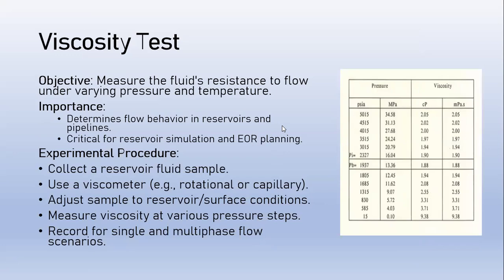The next is the viscosity test. The objective of this test is to understand the resistance of the particular fluid sample to flow in varying pressure conditions. So the fluid sample is collected from the field, put into a rotational or capillary viscometer, adjusted to reservoir conditions, and then run. Measure the viscosities at various pressure steps and record it. And this is how the report comes out.